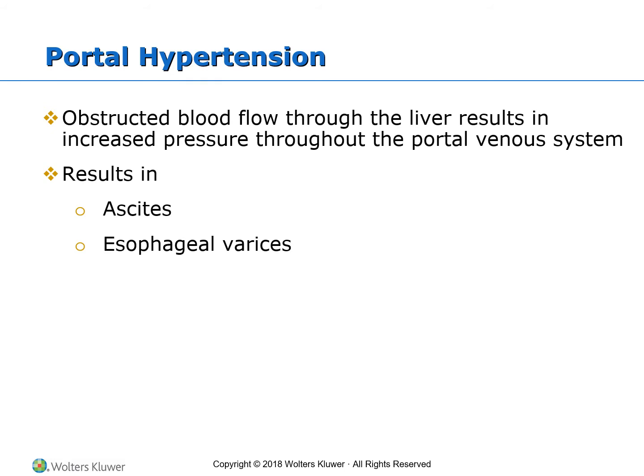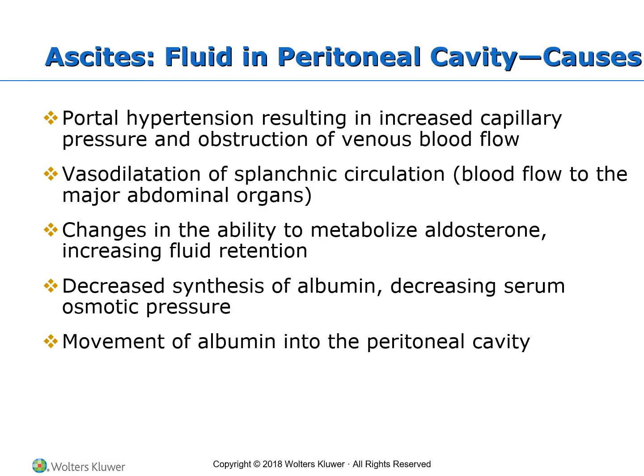Portal hypertension is when there's an obstruction of blood flow that is actually supposed to go through the liver. You have increased pressure throughout the portal venous system, and so they'll have portal hypertension. They see it a lot with patients who have cirrhosis, and the increased pressure can also cause damage to the spleen, and they might see splenomegaly. They can also get esophageal varices, and we'll talk about that a little bit later.